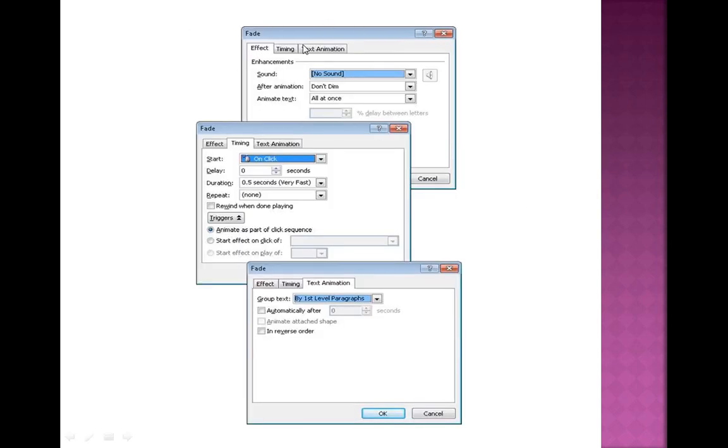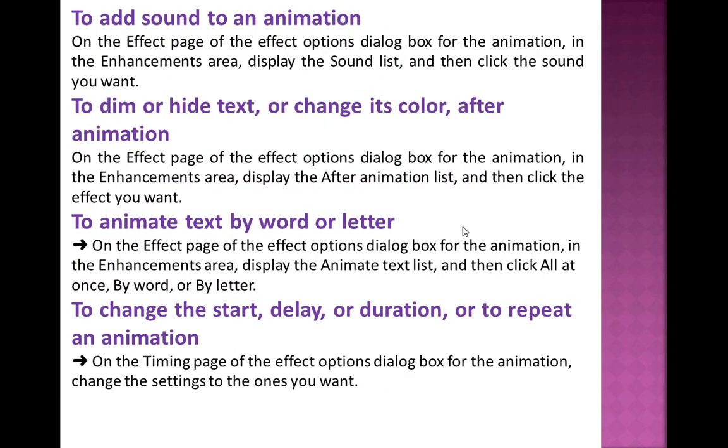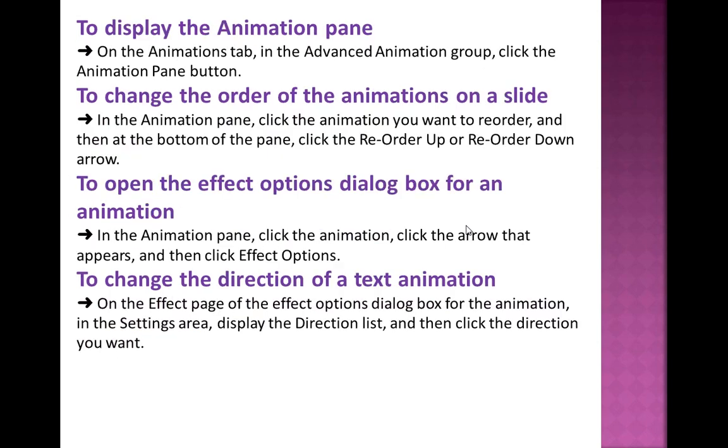These are the different points. These are the different tags that you can use. You can give the effects. You can give the timing. You can give the text animation. Means either you can give the effects, sound, after animation, animated text, you can give the timing, you can give the text animation. So this is how we can give the different options.